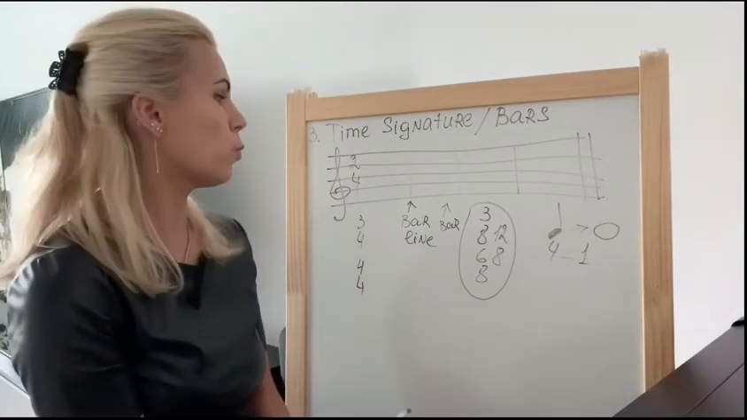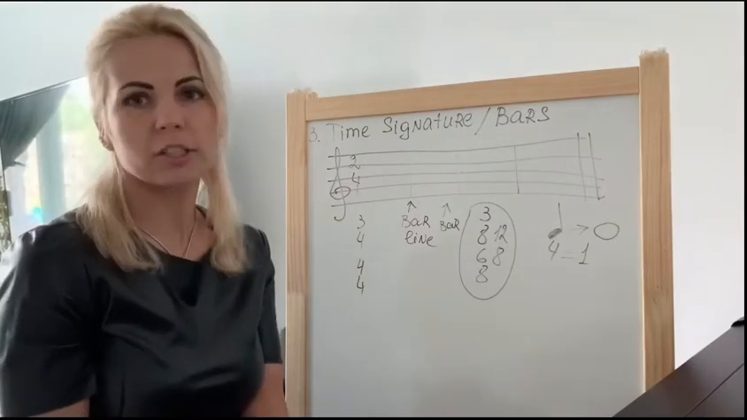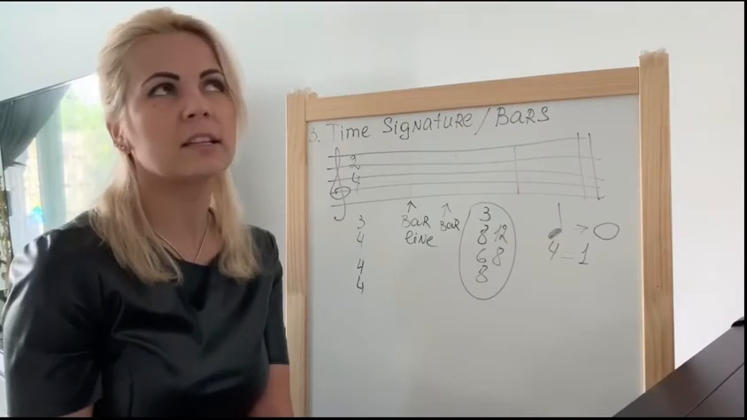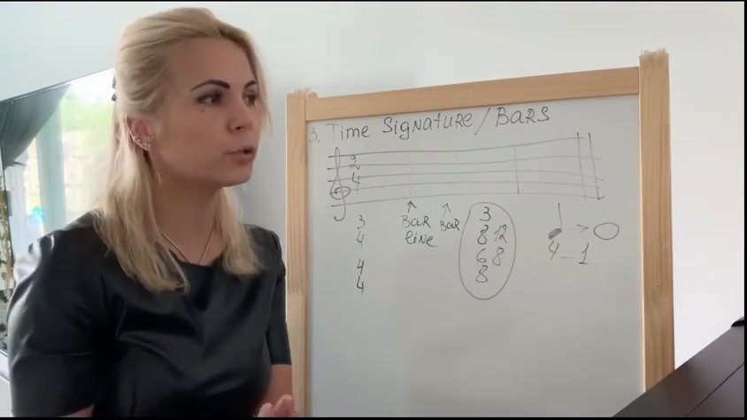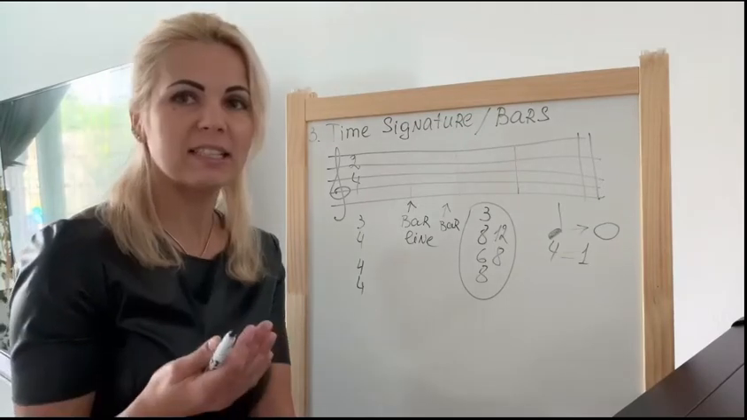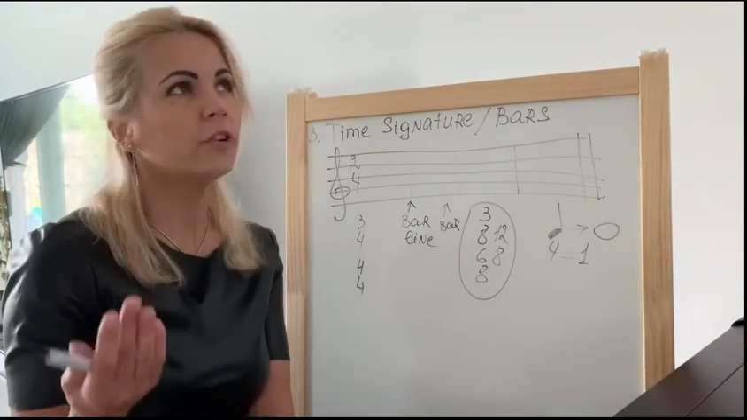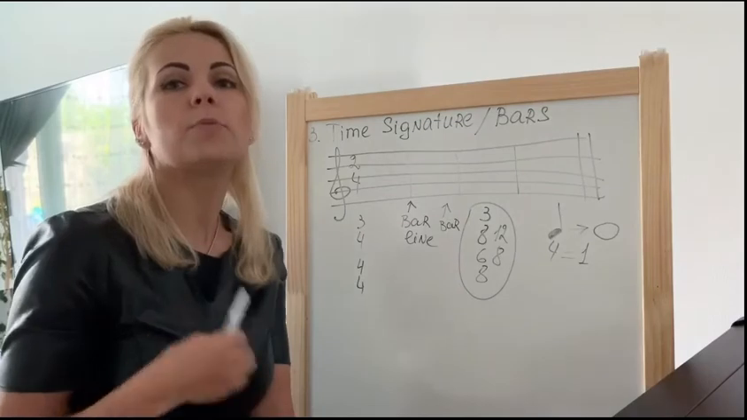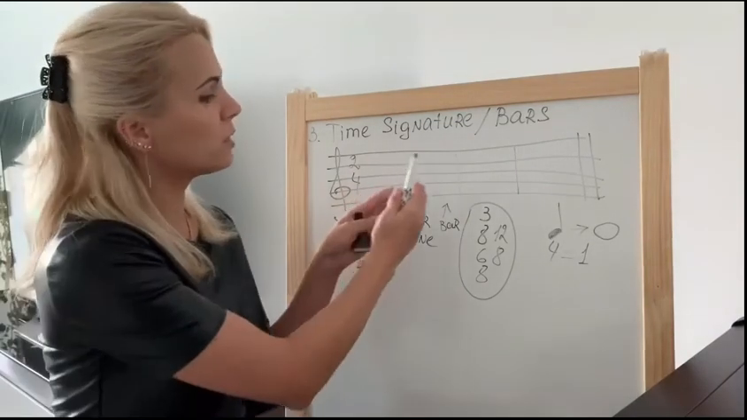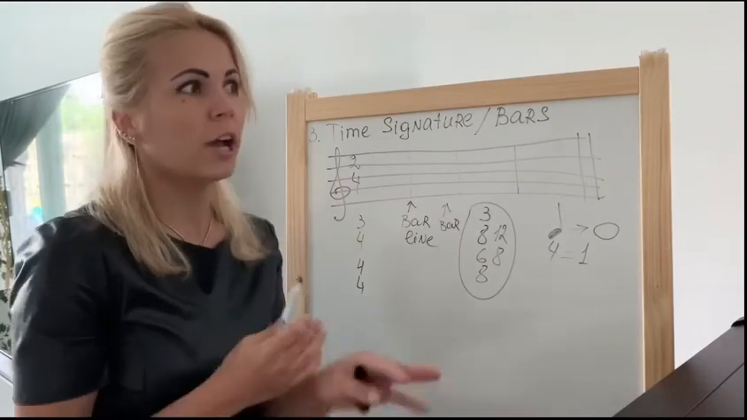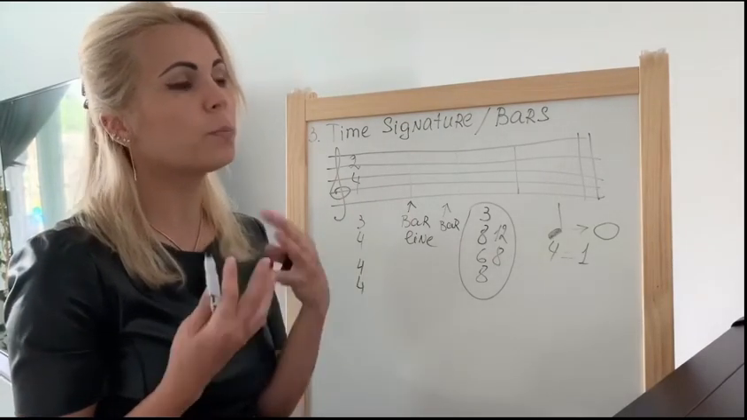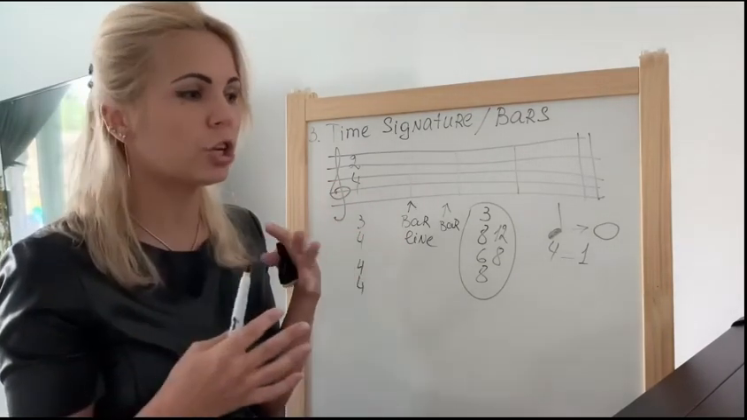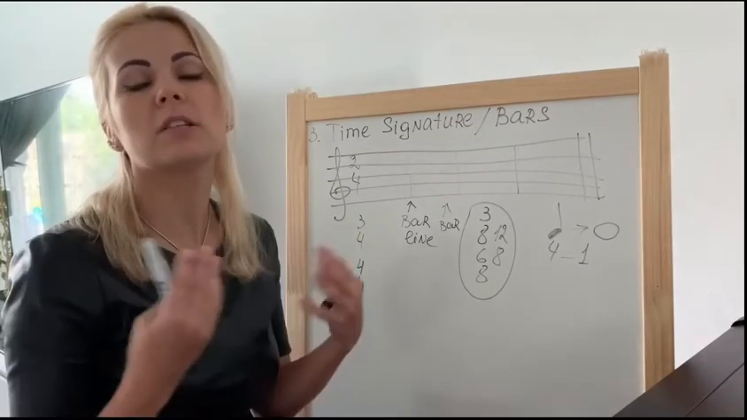Why do we need bars? Why do we need to split our line into small chunks? Because it organizes our reading, and it makes it easier to read the melody and to understand how we need to phrase it. For example, the beginning of each bar always needs to be stronger in comparison with the rest of the bar. So to be able to play your melody in a proper way, we need to have bars. We need to understand which beat is strong and which beat is weak.